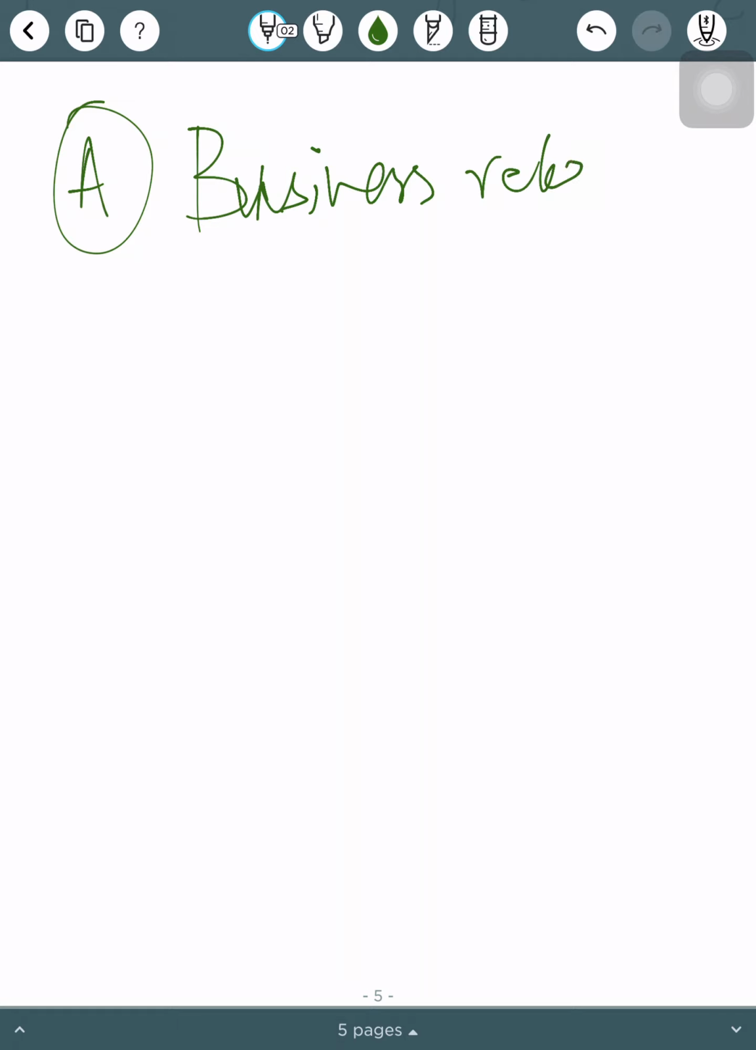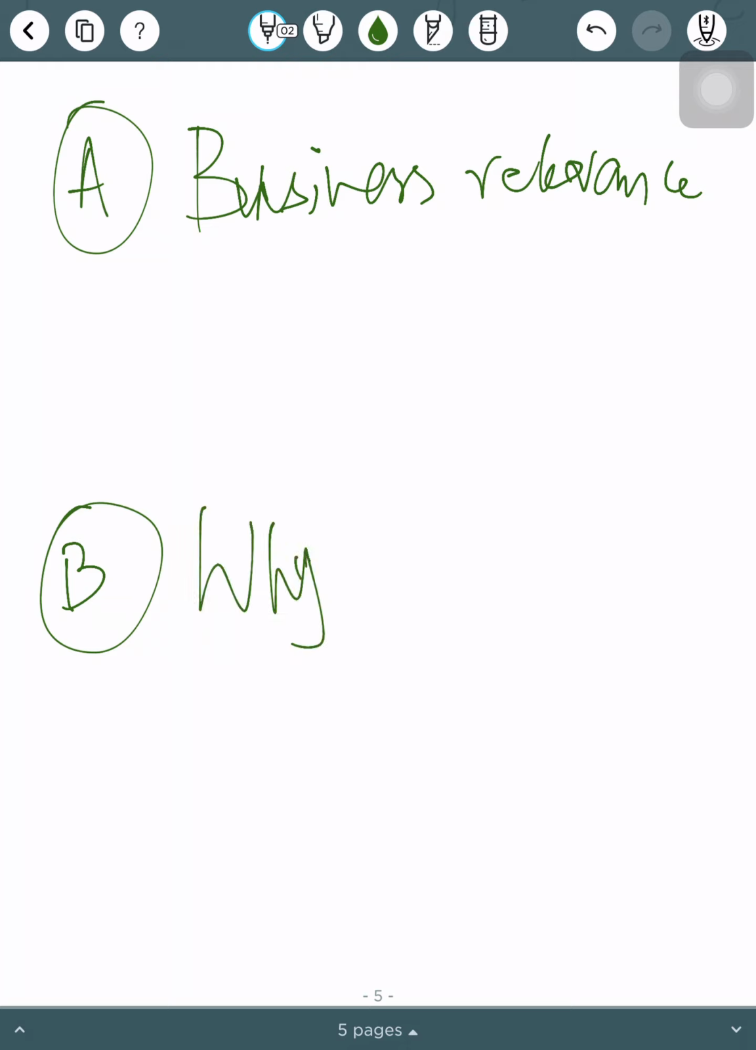There are two further things with regards to PED which a student must understand. The first is business relevance. So if a business gets to know the PED of a product, how could it use it to its benefit? How could a business use the knowledge of the PED of a product to its advantage? And the second thing that students need to understand is, why is the PED of a product elastic or inelastic? Why is demand for a product elastic or inelastic?